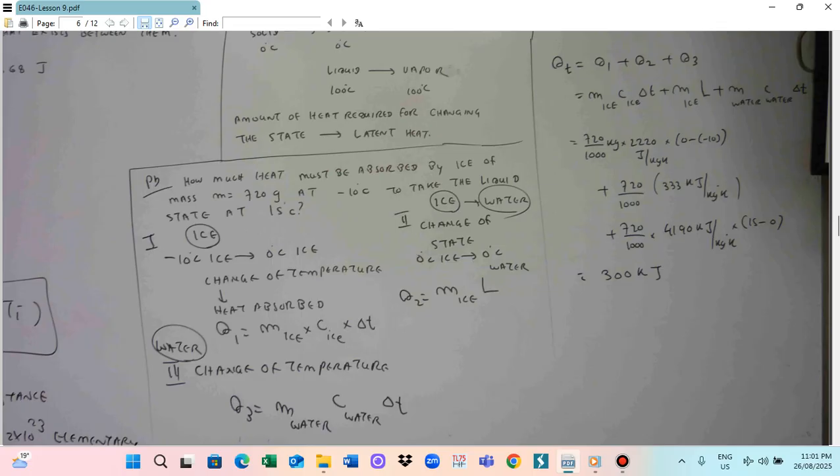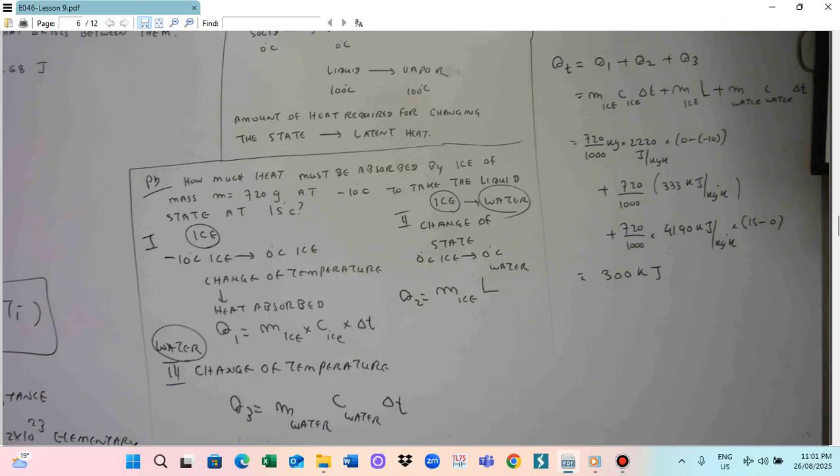The Ci is 2220 joule per kilogram Kelvin. And delta T is 0 minus minus 10 degrees. Plus, another thing is Mi, which is 720 divided by 1,000. The latent heat of the ice is 333 kilojoule per kilogram Kelvin.